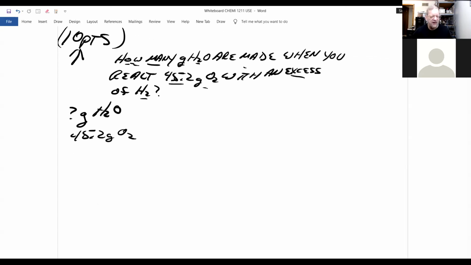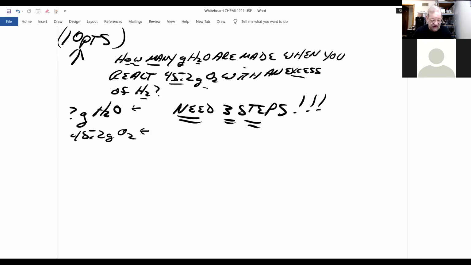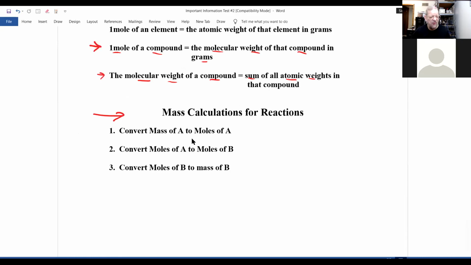Now, if you notice, I start out with grams of oxygen. I want to get the grams of water. There is no way you can do that in one step. You need 3 steps. And where do you find those 3 steps? If you look at important information, we have the 3 steps. 1, 2, 3. And this is mass calculation.